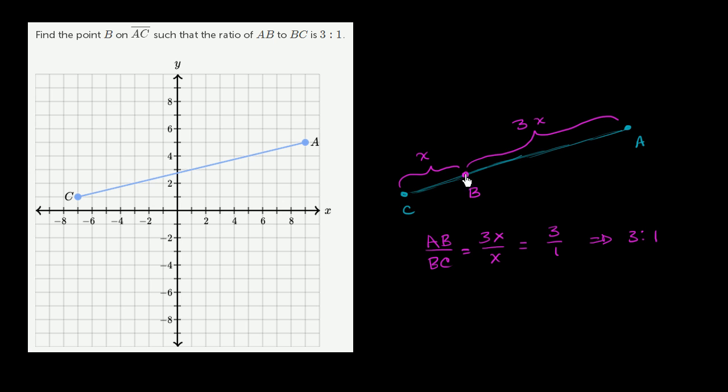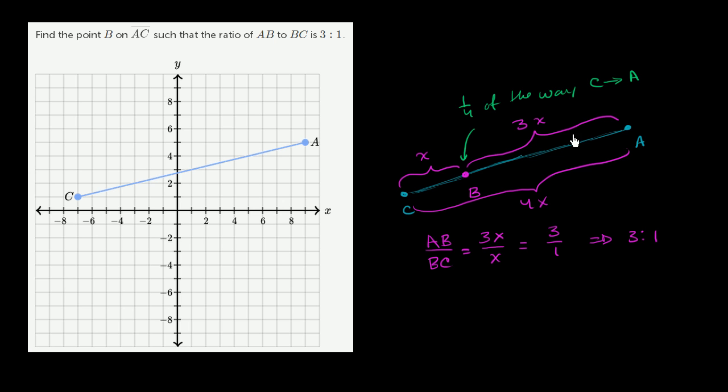Because if you think about it, this entire distance is going to be 4x. This entire distance, if you have an x plus a 3x, is going to be 4x. So you'd say, well, this is 1 out of the 4x's along the way. This is going to be 1/4 of the distance between the 2 points. So this is 1/4 of the way between C and A, going from C to A.